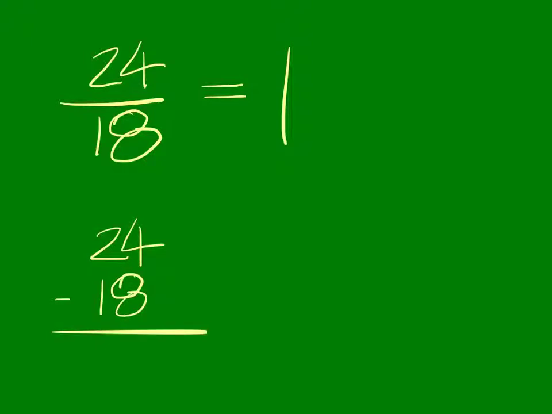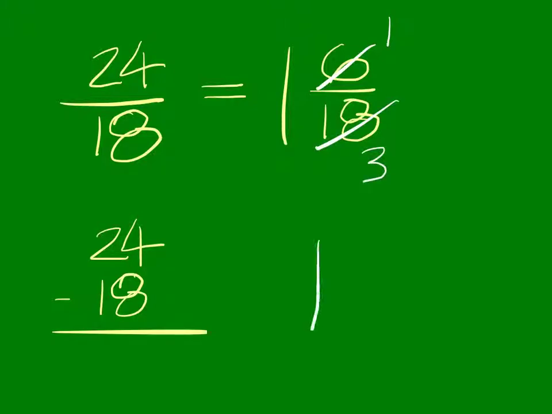What do I do first? How many times will 18 go into 24? 1 time. So that means I start with 24. And I have 18. What's left over? 6. And I put that over 18. Can I reduce 6 over 18? Yeah. By what number? How many times will 6 go into itself? And into 18? So my answer is 1 1/3.